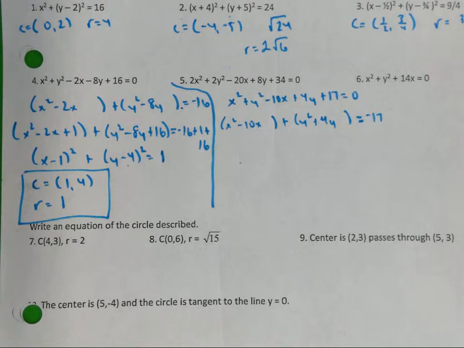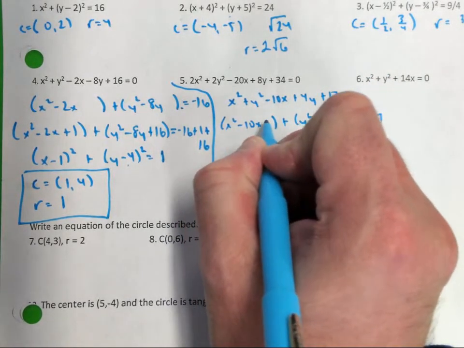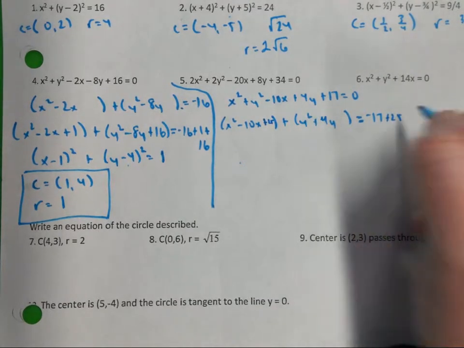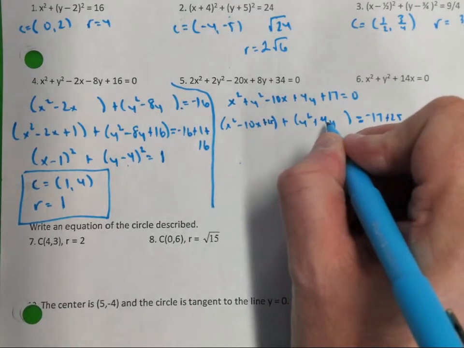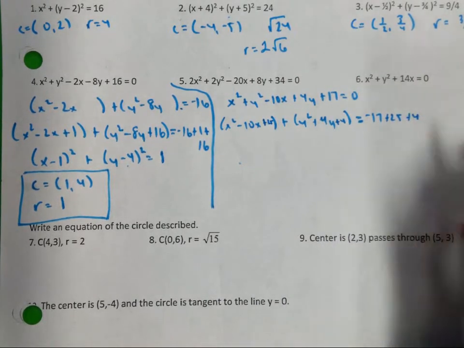So your radius won't be negative. If the radius is negative, you did something wrong. Alright, what's half of negative 10? Negative 5. Negative 5 squared is? If I add 25 there, I do what over here? Yep. Half of 4 is? 2 squared is? If I add 4 here, I do what over here?